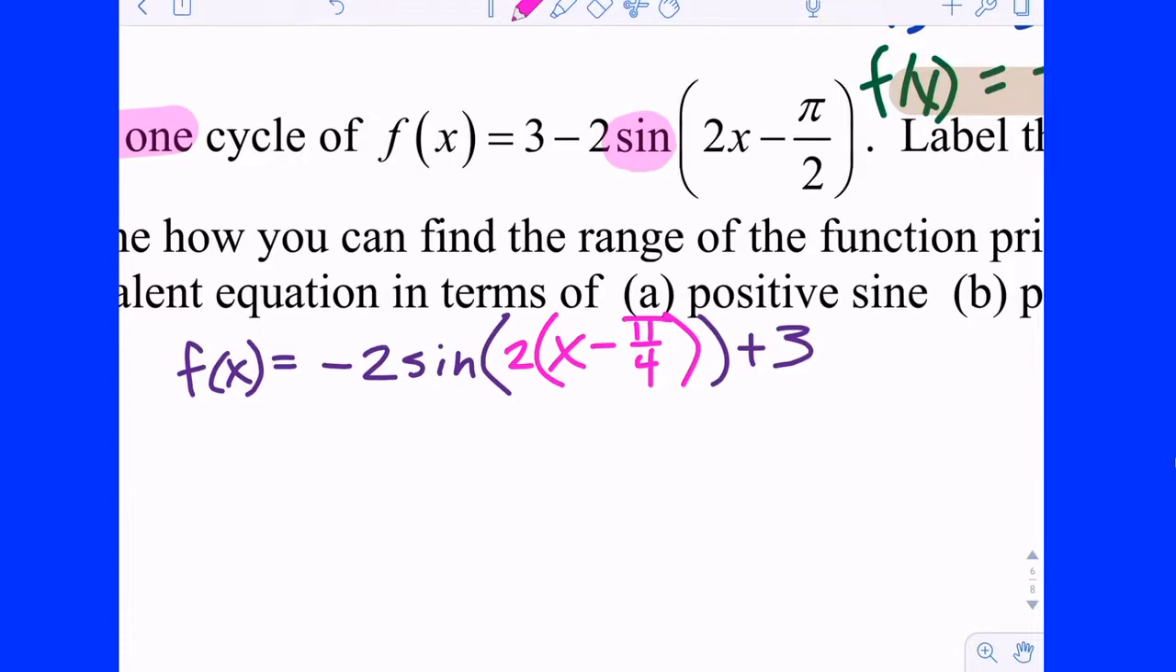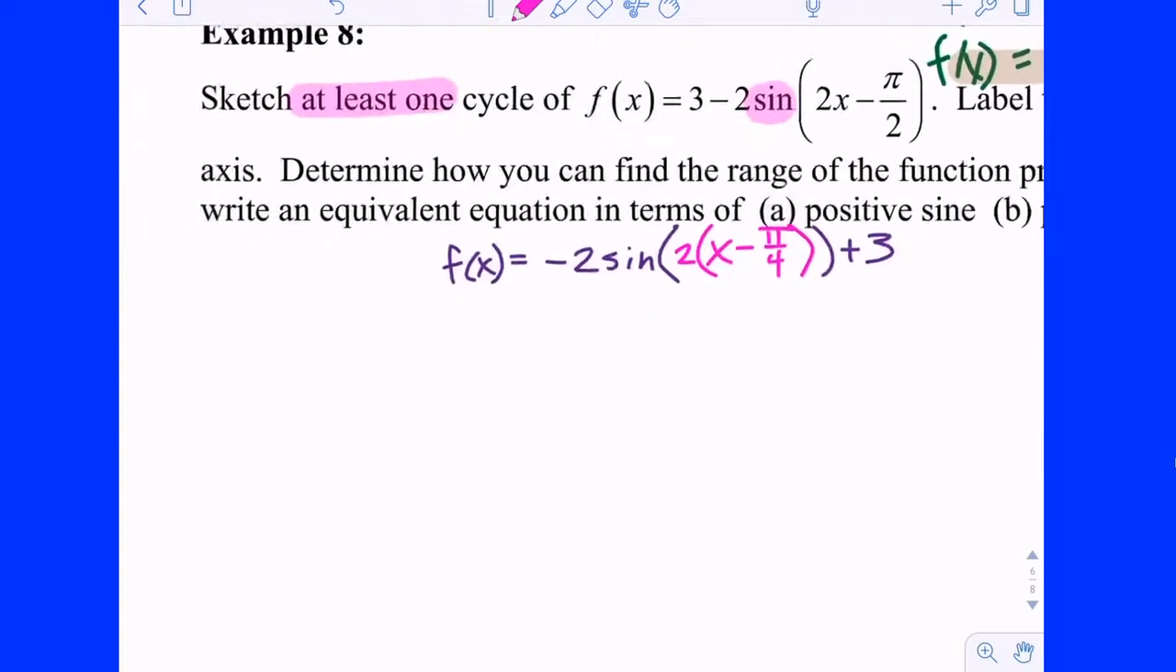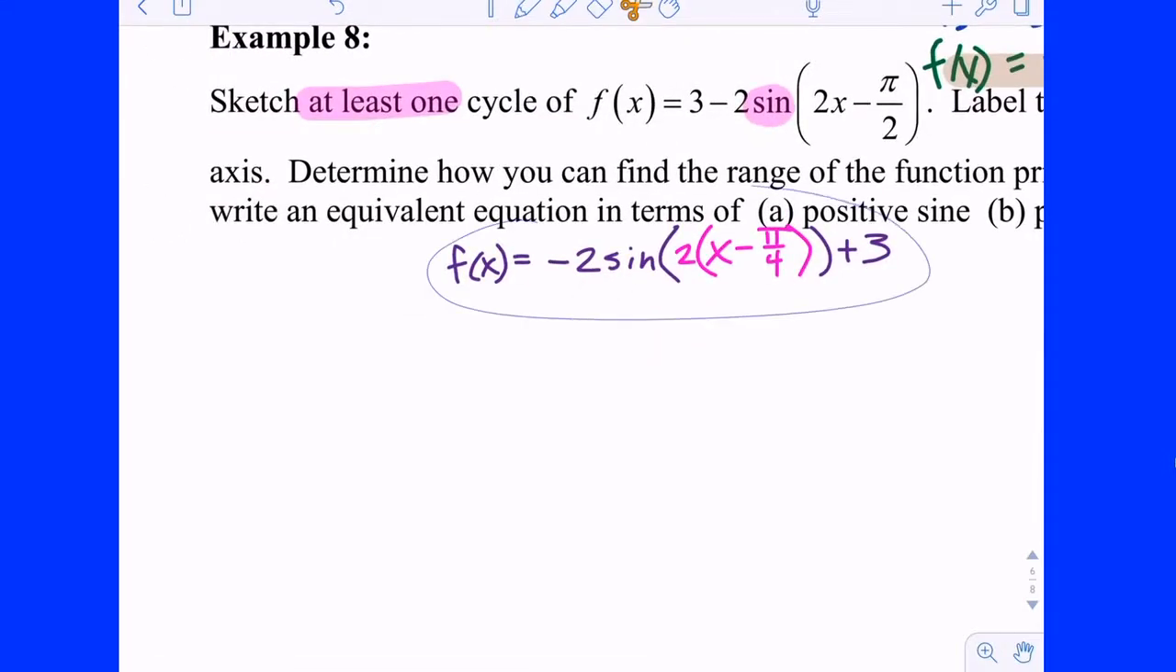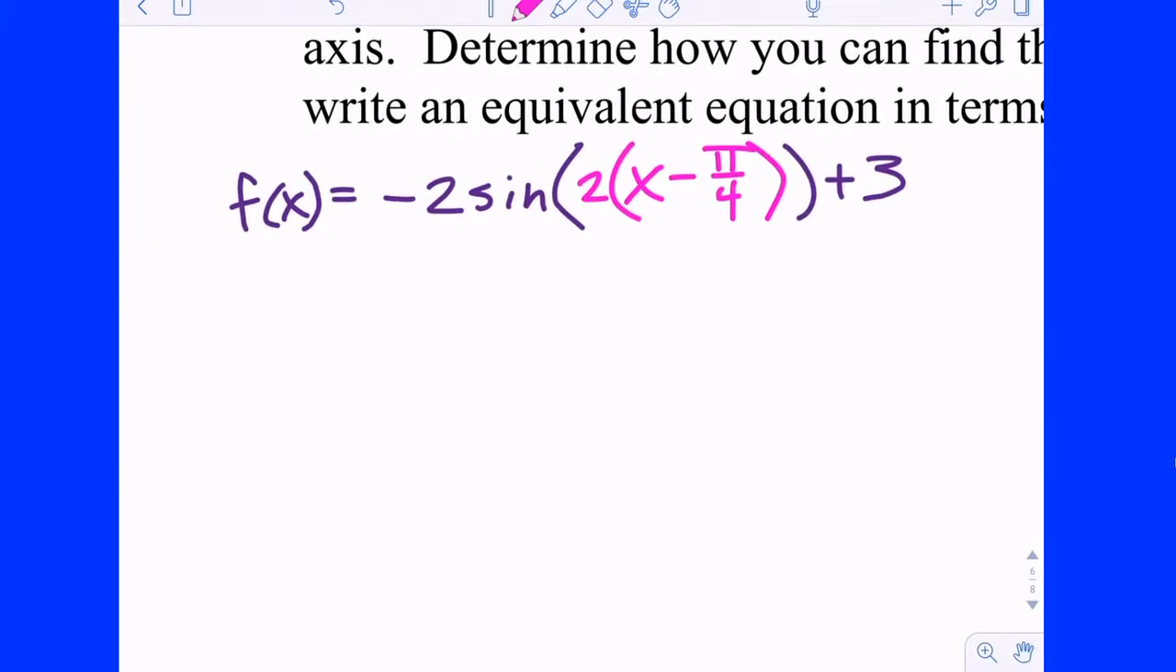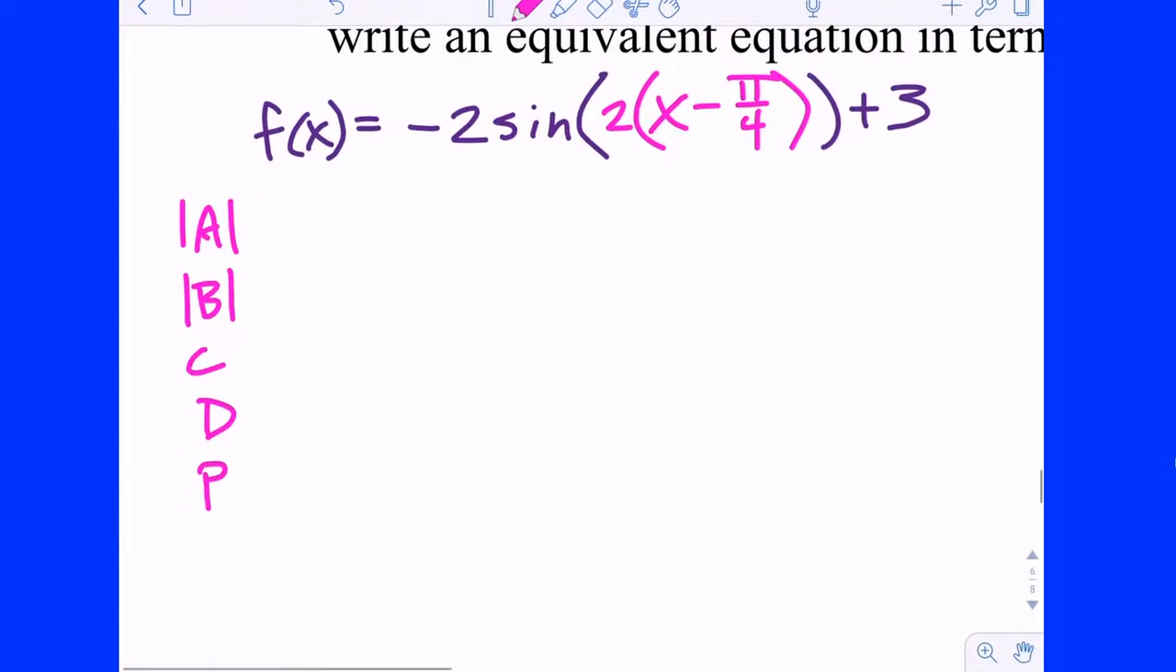And again, very quickly before you proceed to check if you're right, just mentally redistribute. 2 times x is 2x. 2 times pi fourths is 2 pi fourths, which is pi halves. You know you have it right. Okay, so from here, let me grab this and bring it over here. We can give ourselves the stage notes that we need to graph it. The absolute value of A, the absolute value of B, C, D, P, and what letter comes next? R, yeah. A, B, C, D, P, R.